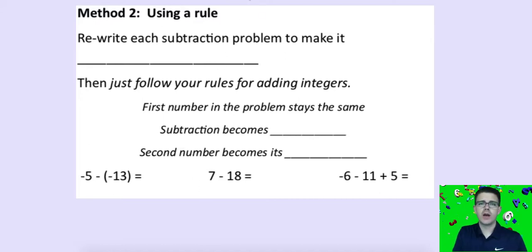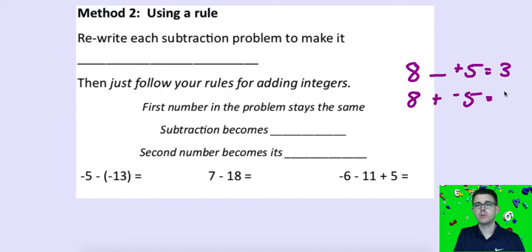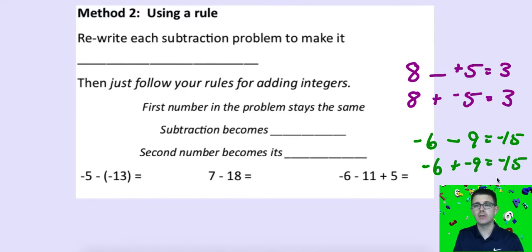But here's another way of tackling the problem. So say we had the problem 8 minus +5. We all know we're going to get 3 as an answer. So think about the problem 8 plus -5. Notice how I still get 3 as an answer. Or say I do -6 minus 9. Well, -6, and then I go down by another 9. That's going to be a -15. But what if I did -6 plus -9? Well, I'd still get the same -15.